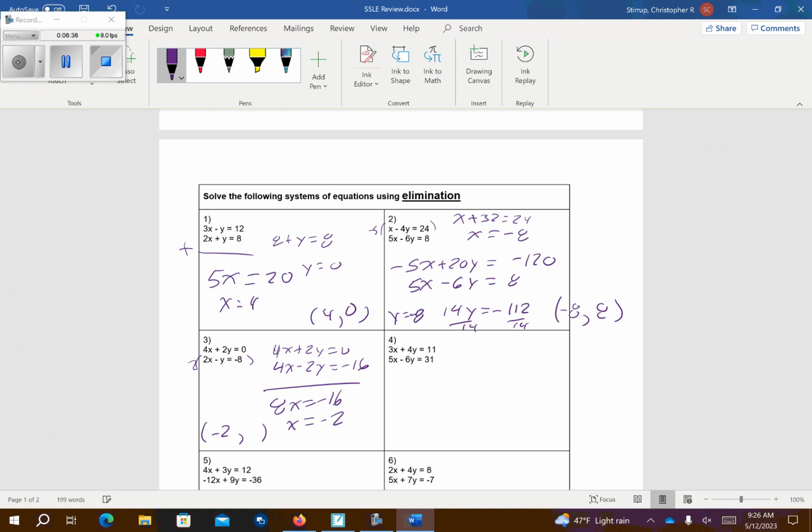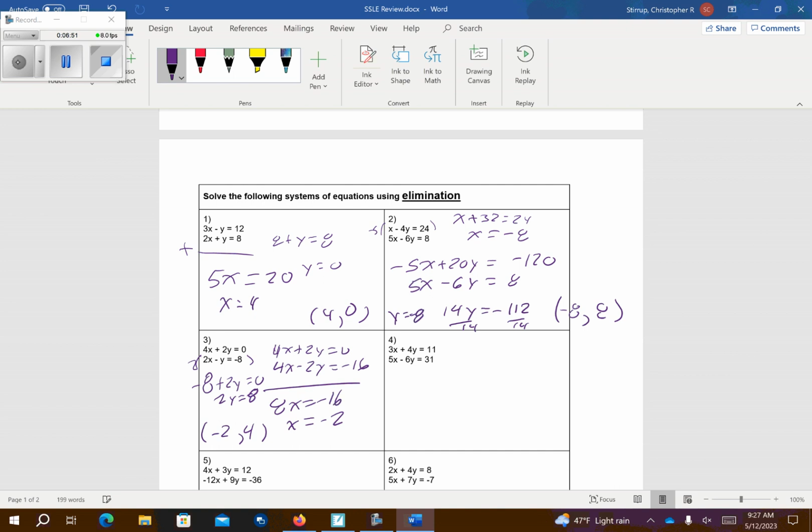I'll take -2 and plug it back into the top equation. So 4 times -2 is -8 plus 2y equals 0. Add 8 to both sides. So divide each side by 2, so my y value is 4.